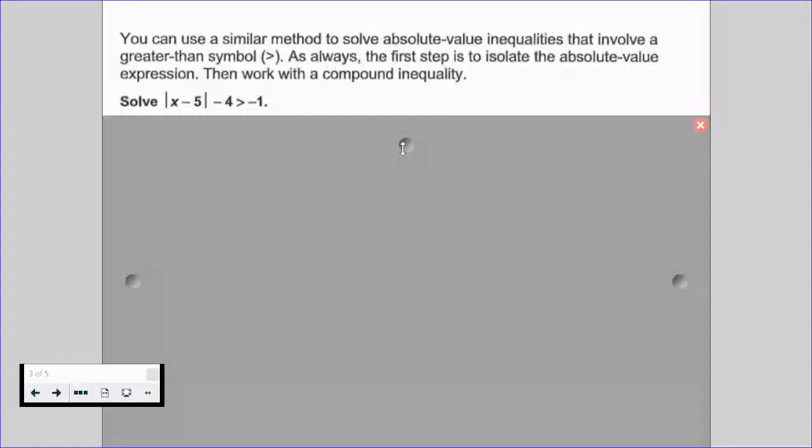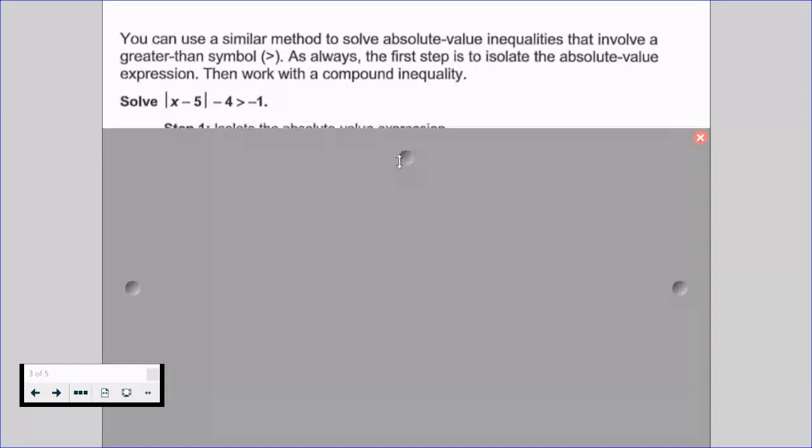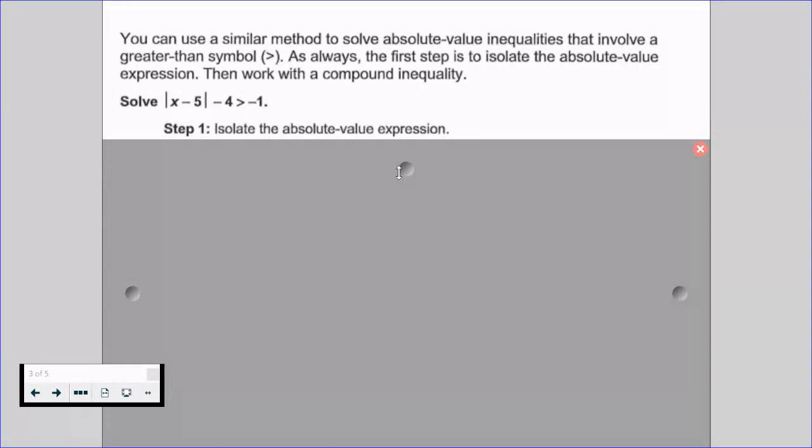So let's say we have the inequality of the absolute value of x minus 5 minus 4 is greater than negative 1. Well, we're still going to isolate that absolute value expression. We cannot combine negative 5 and negative 4. We cannot do that.